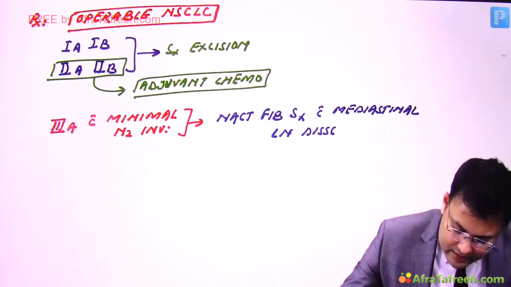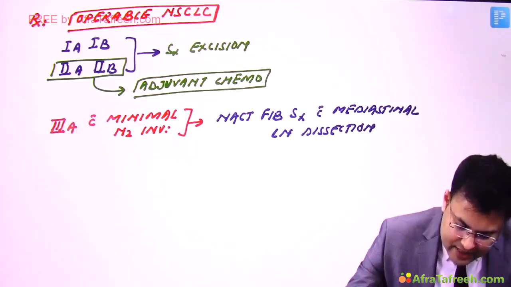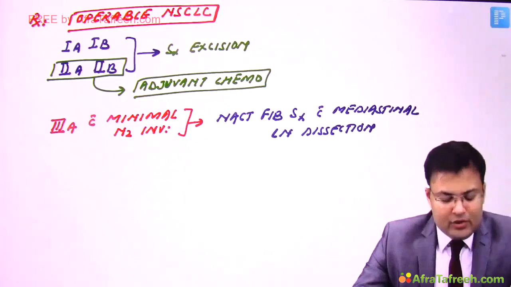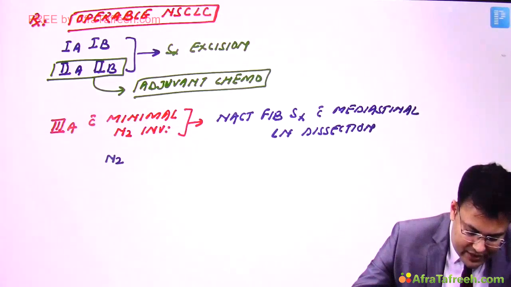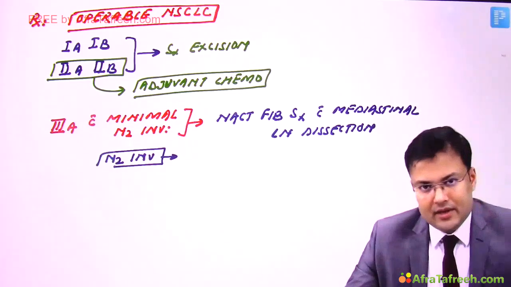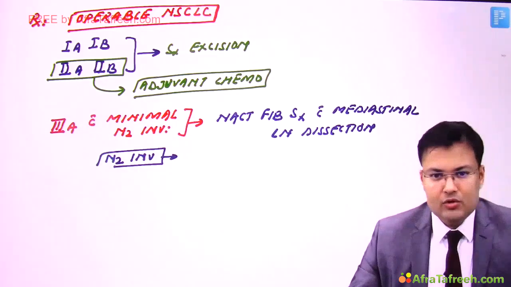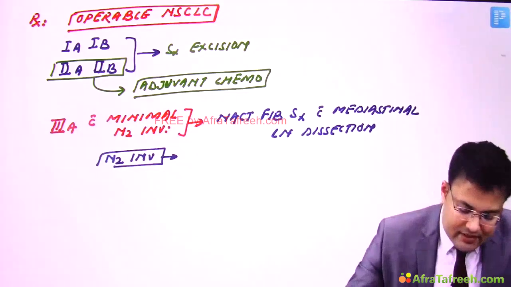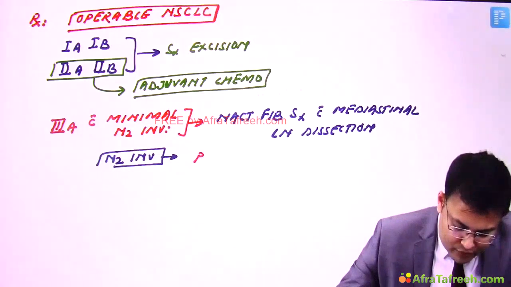Okay. Now imagine if the patient is having N2 involvement. If the patient is having N2 involvement, apart from neoadjuvant chemotherapy followed by surgery with mediastinal lymph node dissection, what else is given? We give post-operative radiotherapy. Clear?